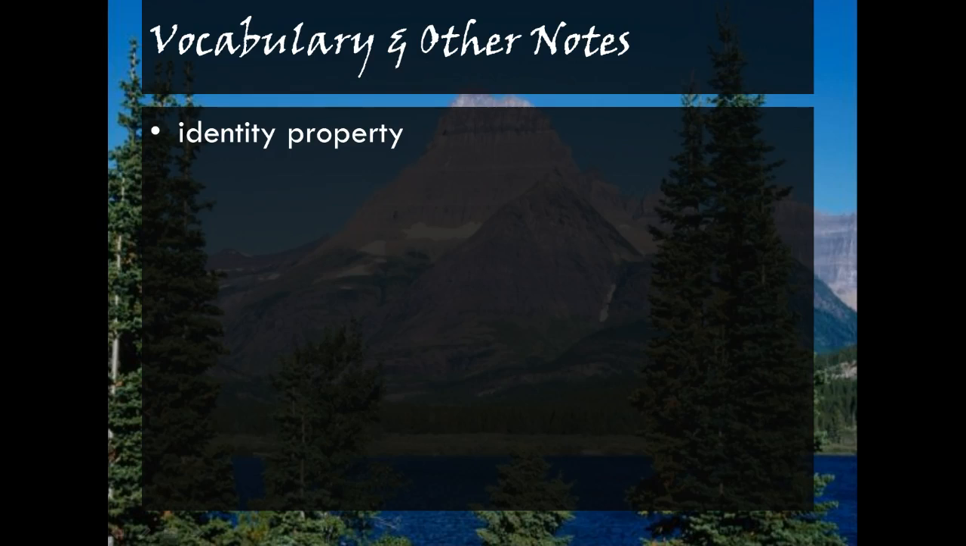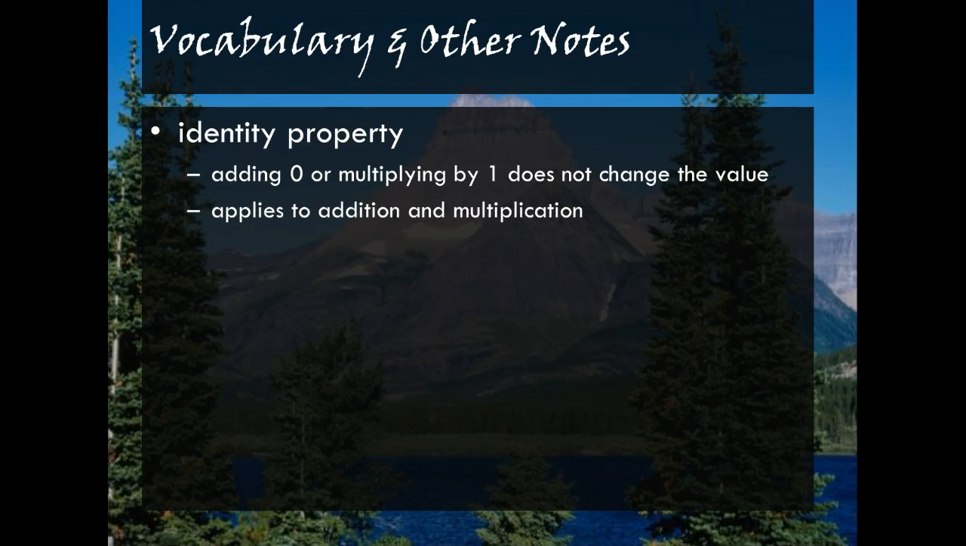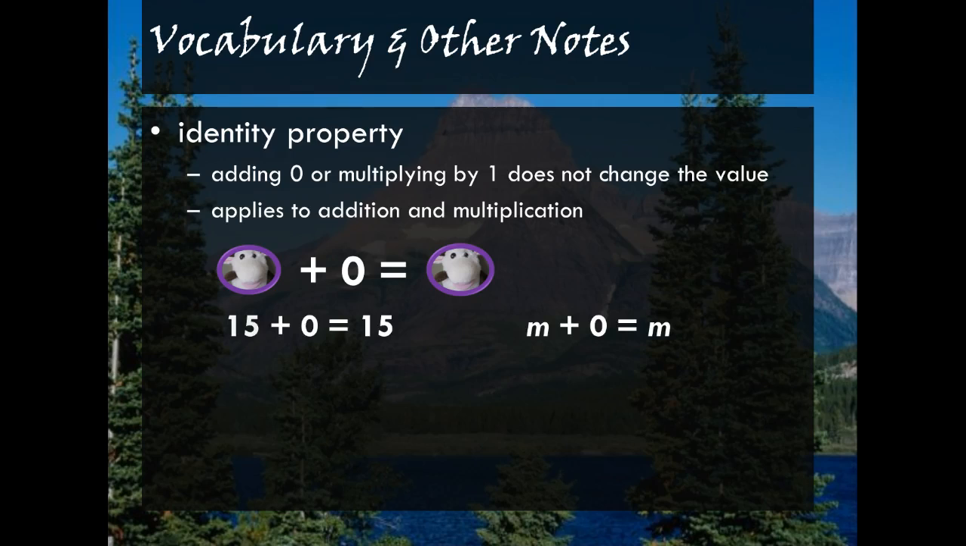Next, let's look at the identity property. The identity property says that adding 0 or multiplying by 1 does not change the value of a number. This applies to addition and multiplication. If we have Gottlieb and we add 0, we simply have Gottlieb. If we add 0 to any number, we have the original number we started with. We can also apply this to algebraic expressions. If you add 0 to any variable, you will still have the variable that you started with.